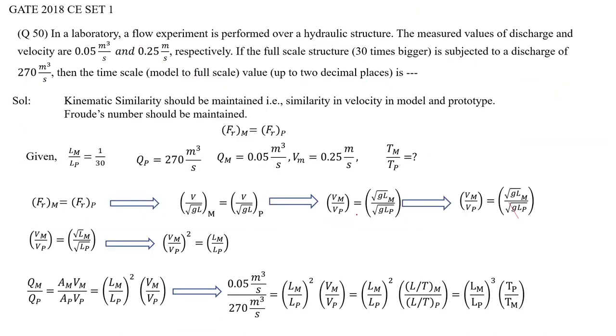So let's see the solution. In hydraulic structures, we need to maintain kinematic similarity, so the similarity in velocity in the model as well as the prototype should be the same. In a 2 marks question, you should perform some manipulation and put in some effort, because they design 2 marks questions in such a way that you need to spend some time and put some thought into it.